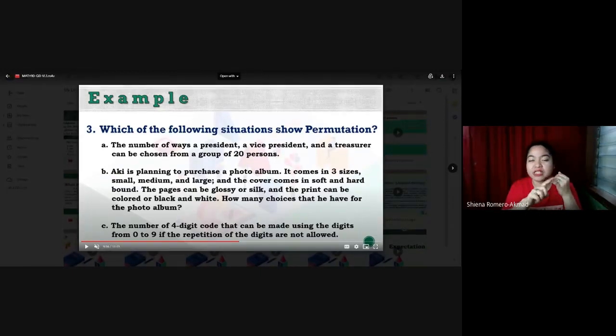So first, when you look at a situation given, if the groups you are choosing from are different, that's not permutation. Second, if you are choosing from different groups and it will give you the same output no matter who you choose first, still that's not permutation. Because in permutation, arrangement is important. What goes first is important, what goes second, third, and so on.